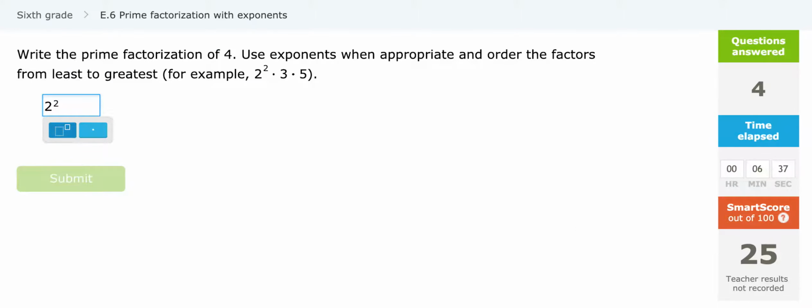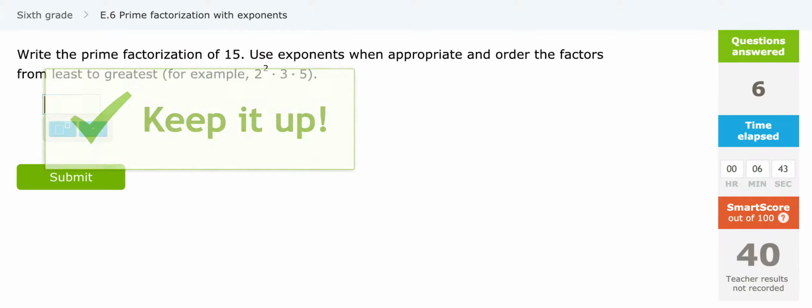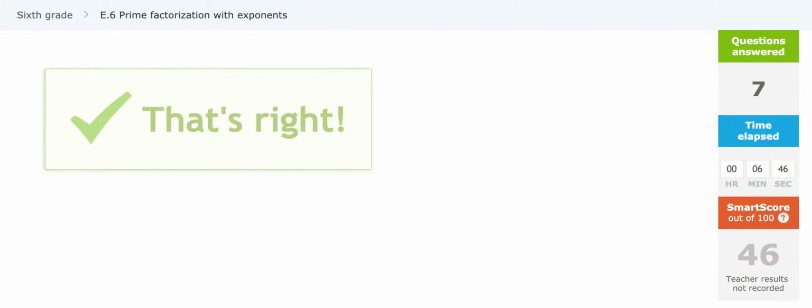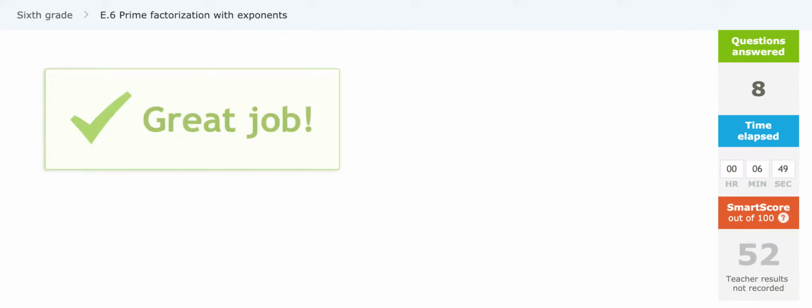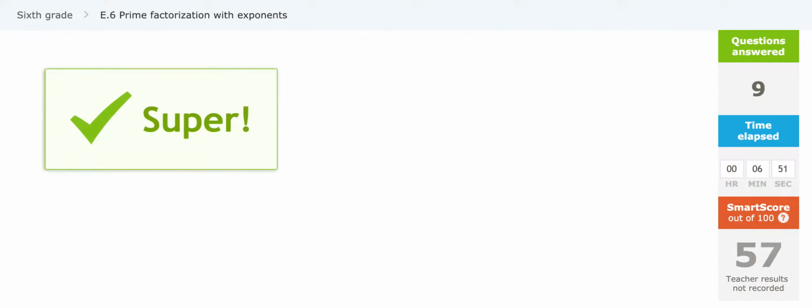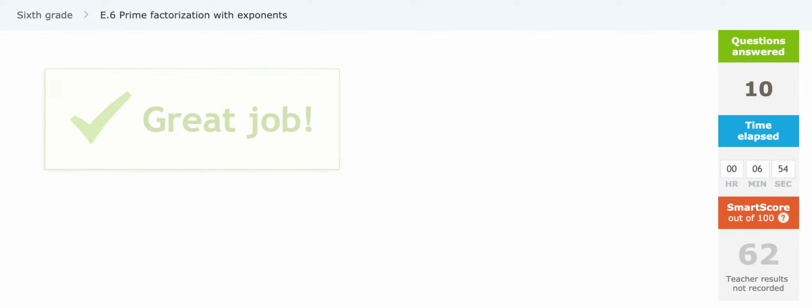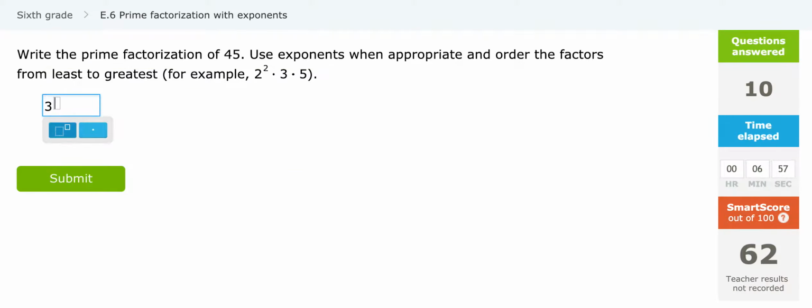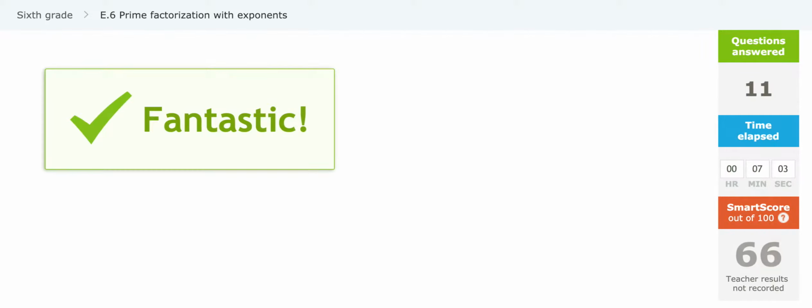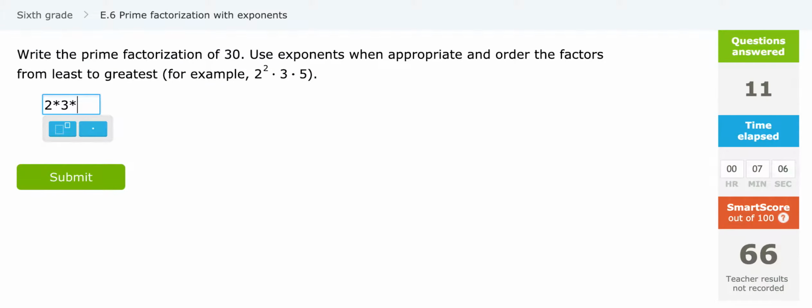So 4 is 2 squared. 20 is 2 squared times 5. Over here, 15 is 3 times 5. 6 is 2 times 3. 16 is 2 to the 4th. 32 is 2 to the 5th. 45 is 3 squared times 5. Oops, times 5. Don't want to multiply up there. Right? 30 is 2 times 3 times 5. 10 is 2 times 5. 42 is 2 times 3 times 7. 28 is 2 squared times 7.